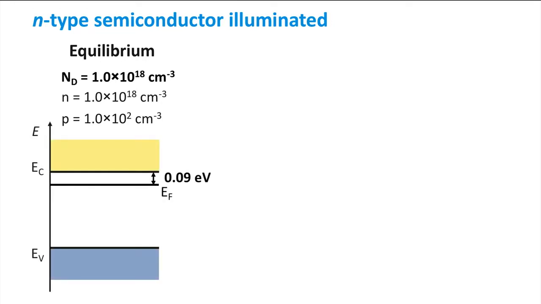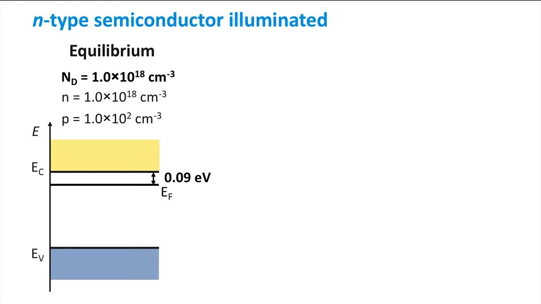Let's start with n-type silicon. We use a donor concentration of 10^18 per cubic centimeter. You can recall that in equilibrium, the electron concentration is 10^18 per cubic centimeter, and the hole concentration is 10^2 per cubic centimeter. This results in a Fermi level position of 0.09 electron volts below the conduction band edge.